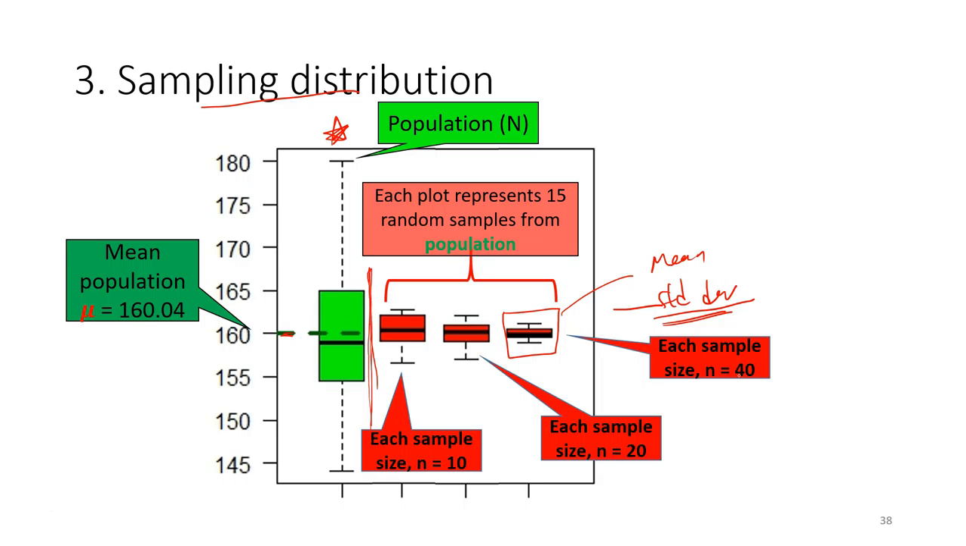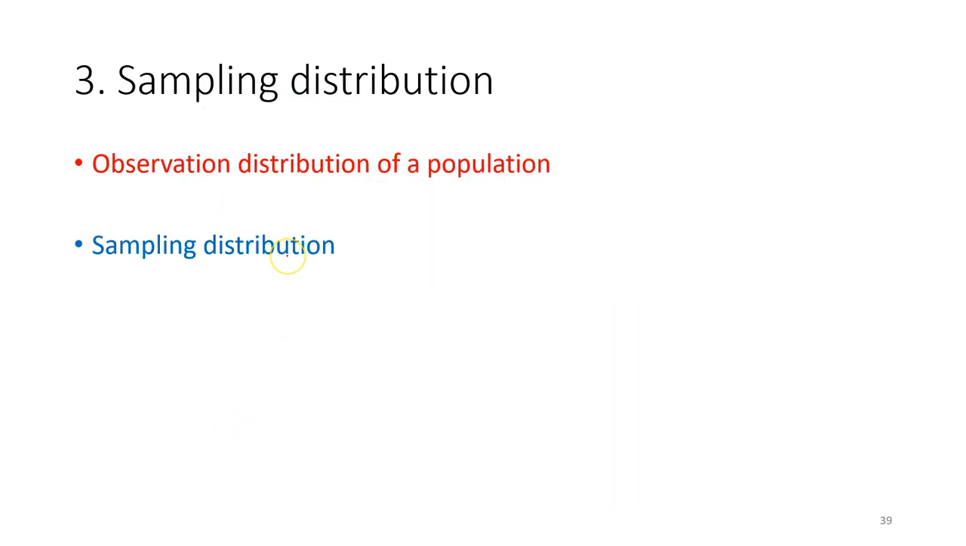So the larger the sample size, the smaller the standard deviation of the sampling distribution. The observation distribution of a population is what you learned before, and now you learn about the sampling distribution. The observation distribution is a distribution of all the data, all the observations in the population. However, the sampling distribution is a distribution of the means of samples.